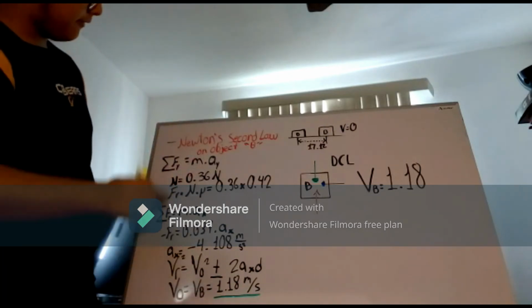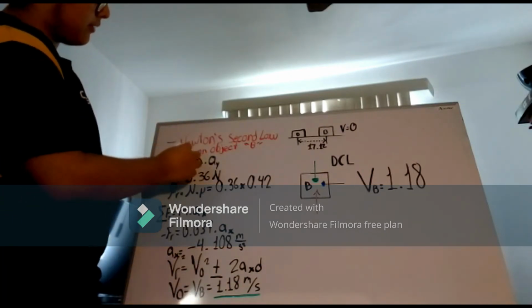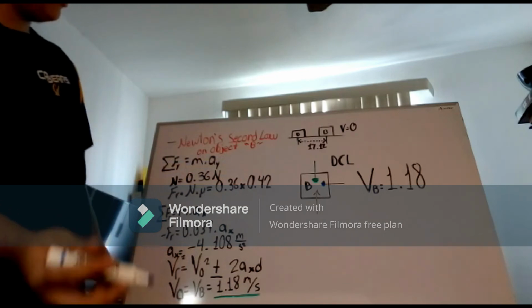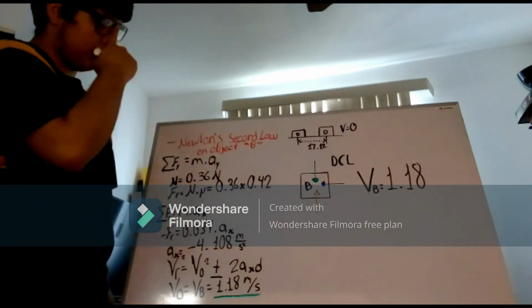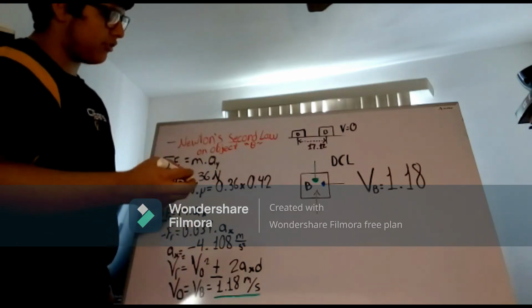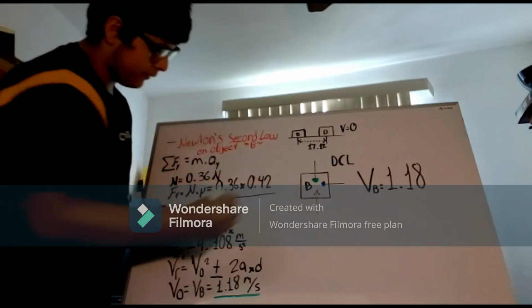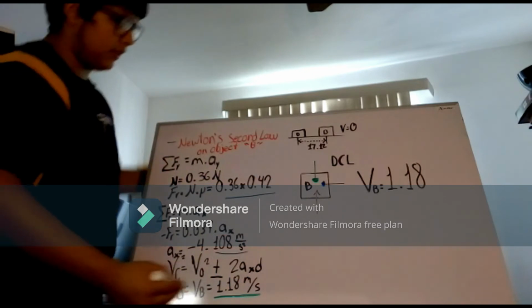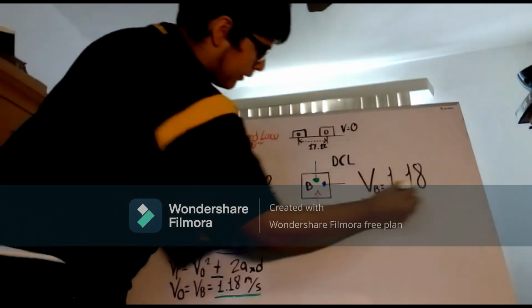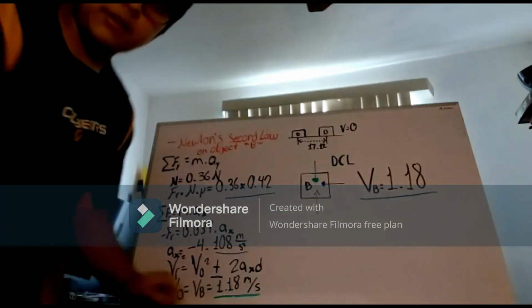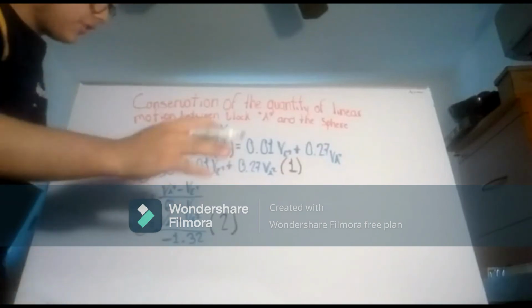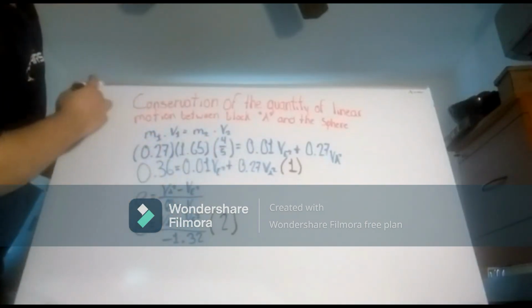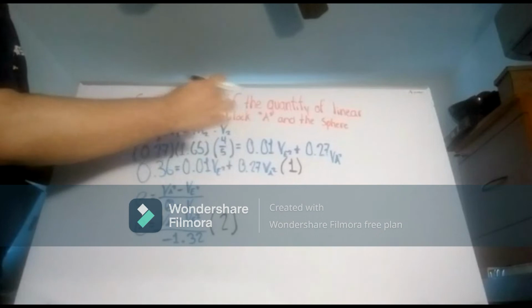After doing the conservation of energy in block A, we use Newton's second law on object B. It is force equals mass times acceleration. So we also search for its variables, and we conclude that the force will be 1.18.